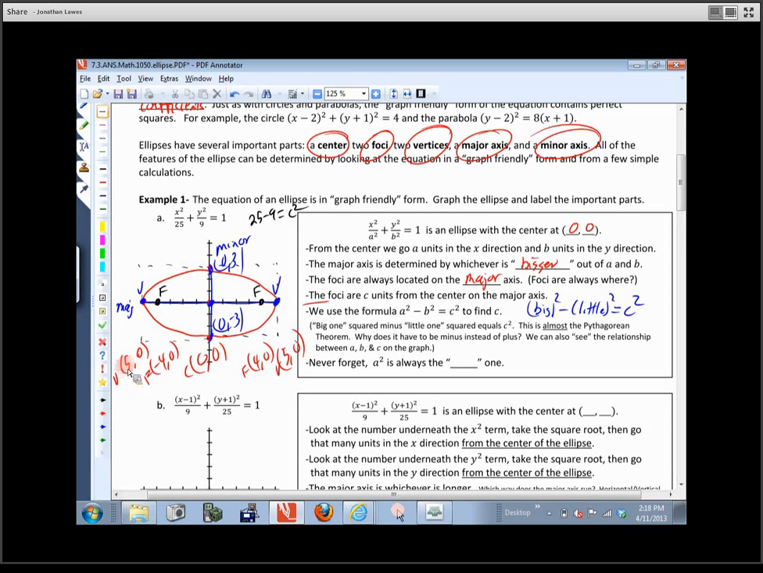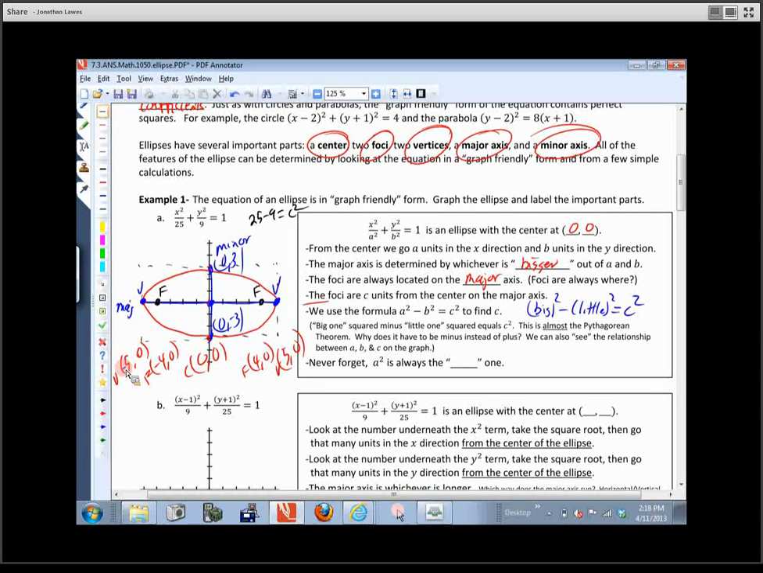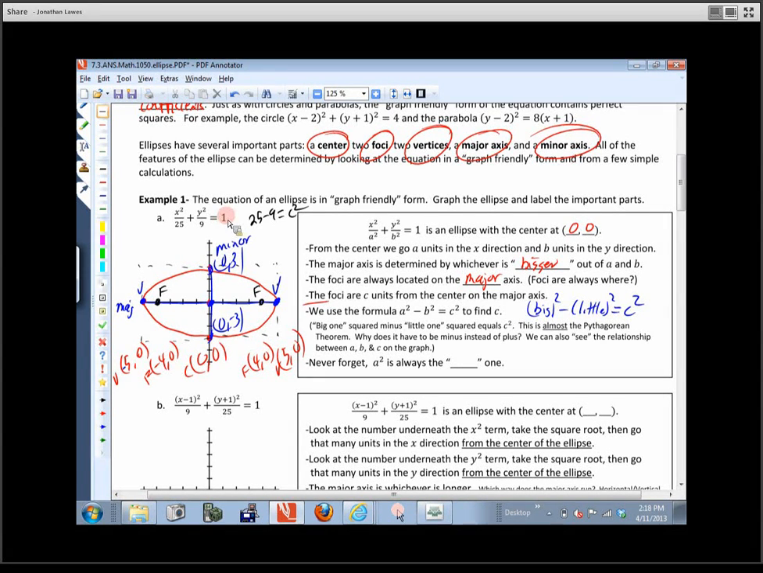Oh, negative 5. Thanks. Okay? Anything else? Yeah, what do you do with the one out front? Did you explain that already? Oh, this one right here? Yeah. You don't need to do anything with it. That just comes from it being in a graph-friendly form.